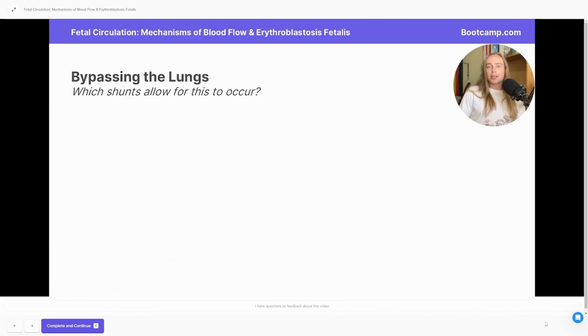In a previous video, we talked about the patterns of fetal blood flow and how one of these unique circuits was the act of bypassing the lungs. So, as a quick review, what shunts are used to bypass the fetal lungs?